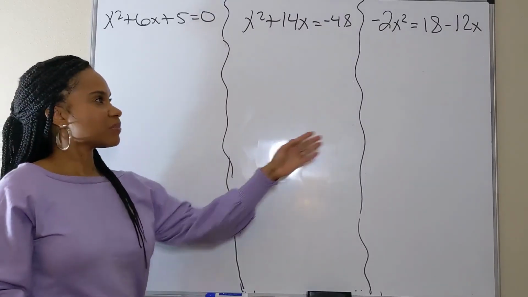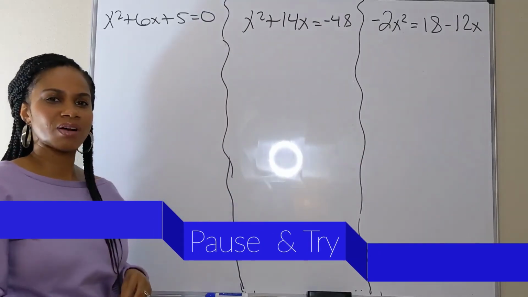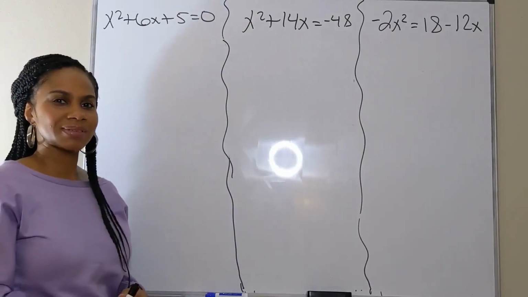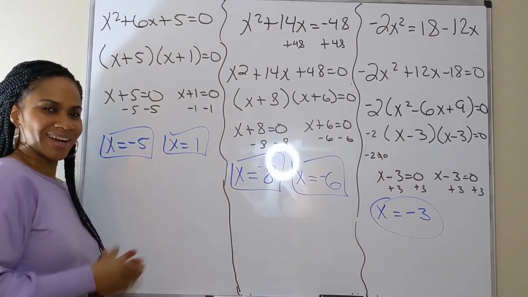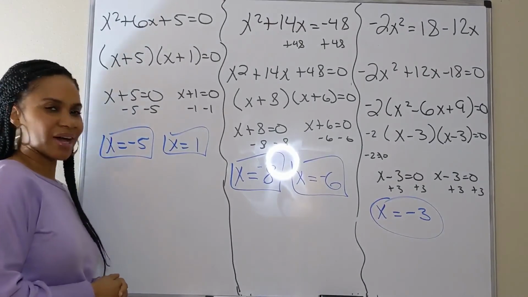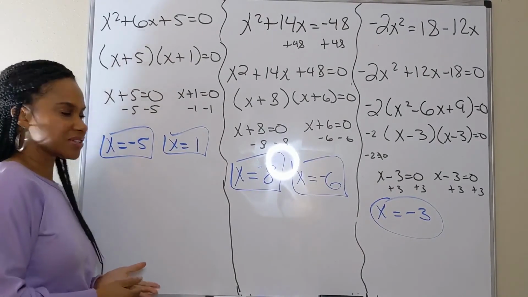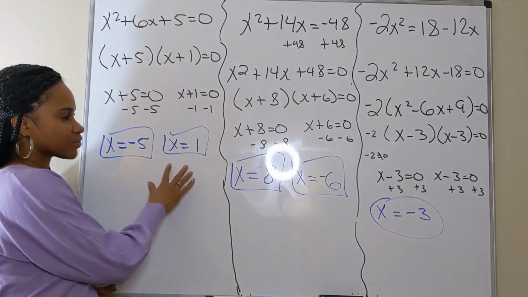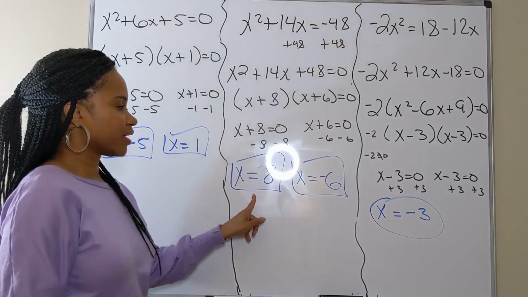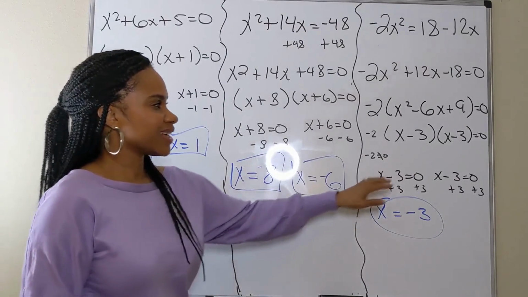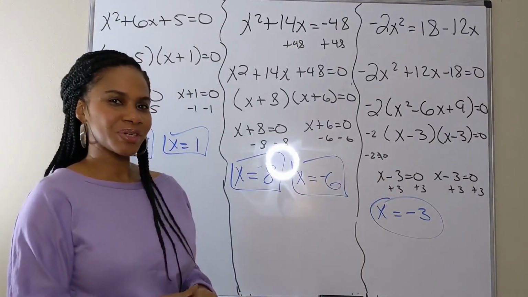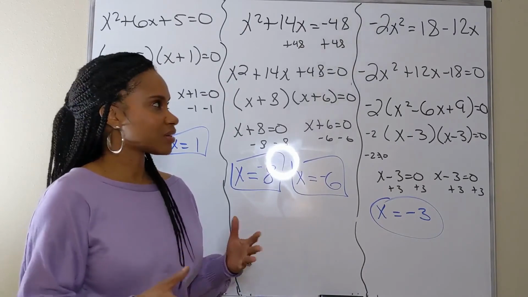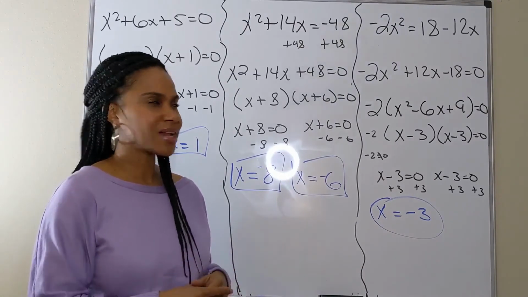All right, so I have 3 problems here that I would like for you to try on your own. So go ahead and pause the video and try these 3 problems. All right, so I hope you got the problems correct. Check your answers. X equals -5, x equals 1, x equals -8, and x equals -6. Last problem was probably a little tricky. I wanted to throw that in there to give you some more practice on these harder problems that are a little more challenging.